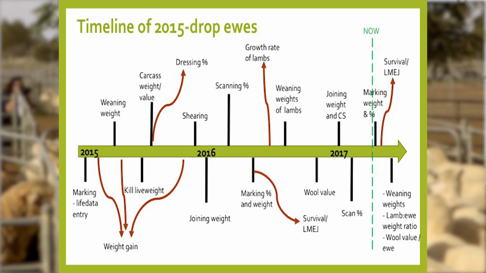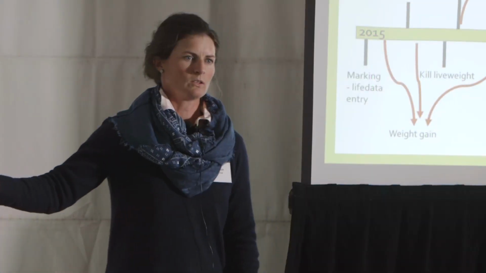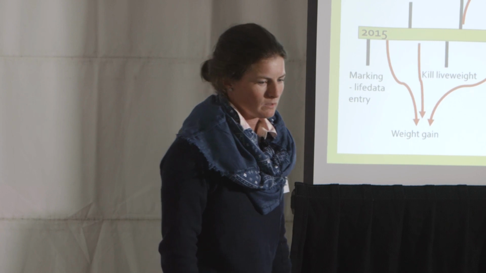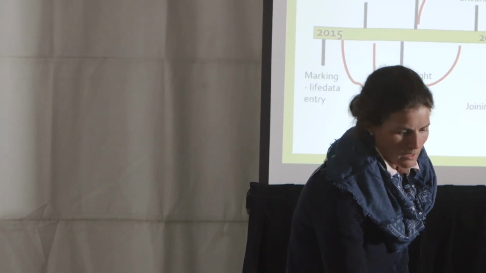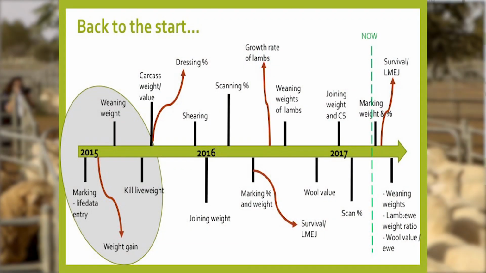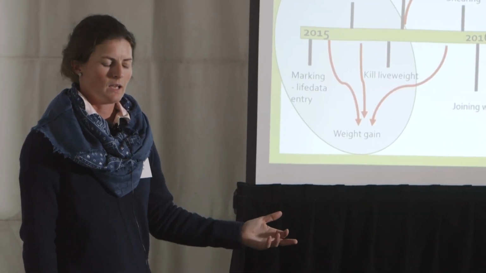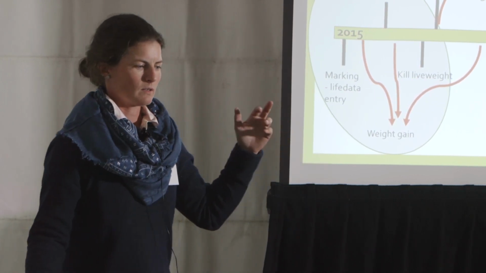So it started back 2 years ago. So these ewes out here are 2 years old. They're about to lamb down as their second lamb now. So looking back at 2015 when they were born, we did landmarking and added the lifetime data to them. I'm going to show you very easily how you can add data to an animal without even bringing it in the yards.